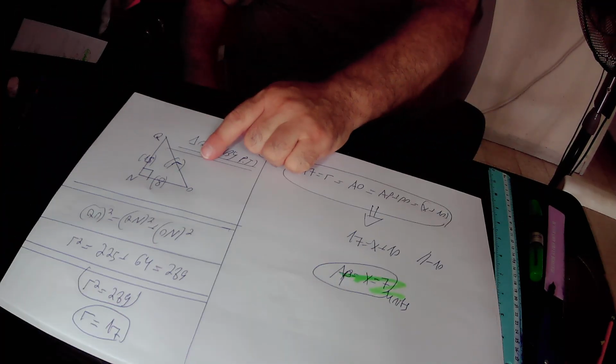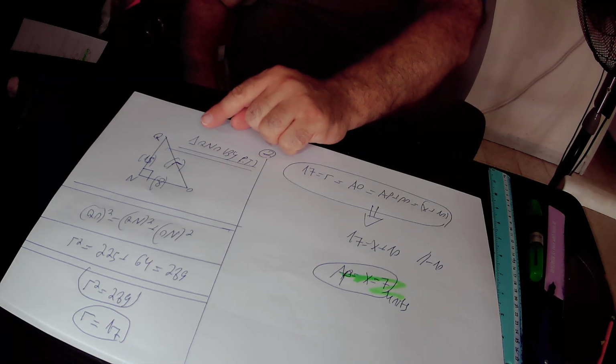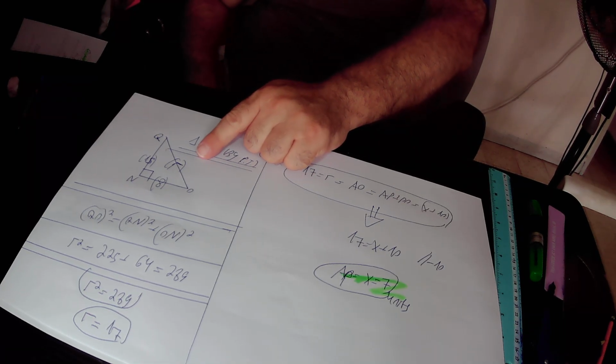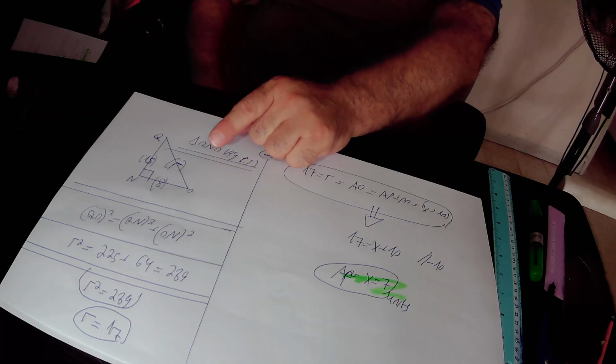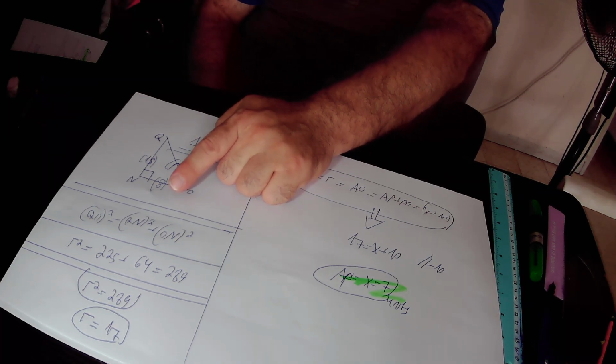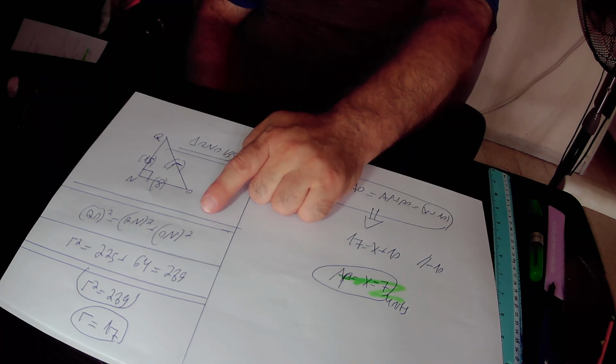So actually, this is the right triangle QNO that I copied from the original drawing. In this right triangle, QO squared, that is the square of the hypotenuse, equals QN squared plus NO squared. Again, QO squared equals QN squared plus ON squared. QO is R, therefore QO squared is R squared. This equals QN squared. QN is 15, therefore QN squared is 15 squared, that is 225, plus ON squared. ON is 8, therefore ON squared is 8 squared, that is 64.